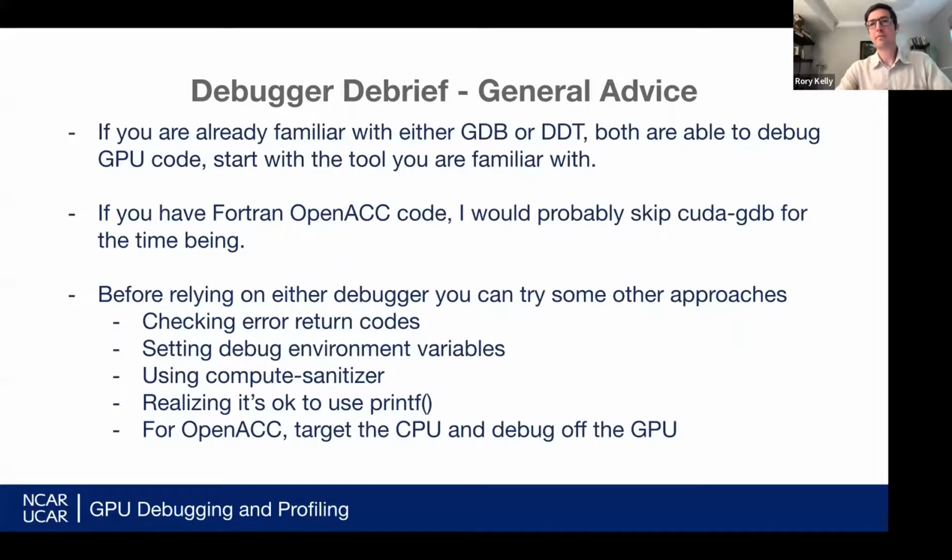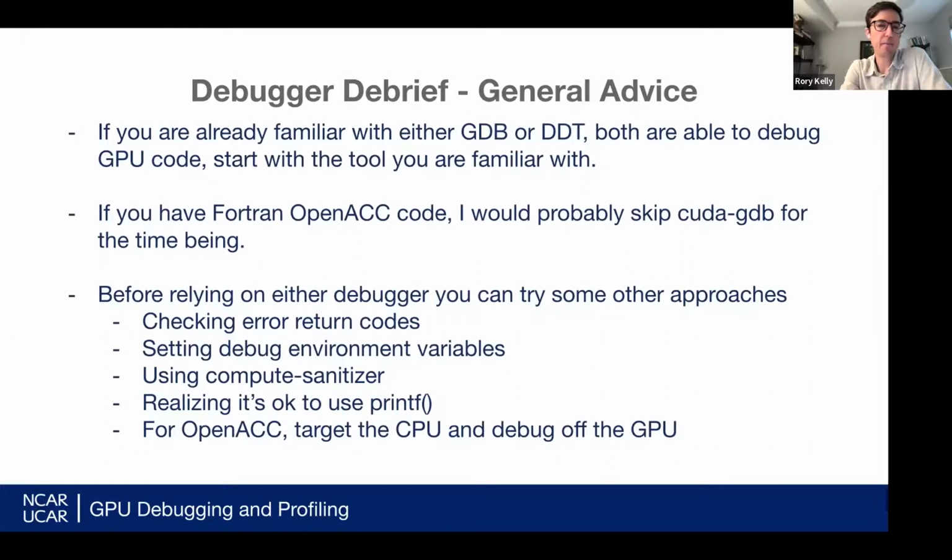Okay, so quickly a debrief on debugging. I guess what's my overall view? If you're familiar with one of these two tools already, then I'd go ahead and say start with the tool you're familiar with. If you're not familiar with either one, if you have a Fortran OpenACC code, I'd probably skip CUDA-GDB, at least for now. ARM DDT tends to do better with that. If you have a CUDA code, I think CUDA-GDB is a great tool. So I would definitely endorse it for doing debugging of CUDA code.